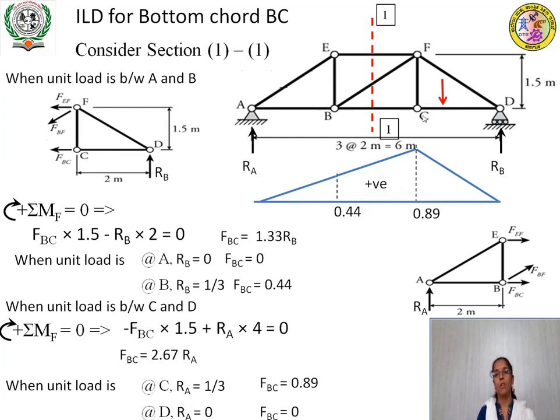So, this member will be under tension, whereas the top chord is under compression, and this diagonal member experiences both types of forces depending upon the position of the loading. So, this is the influence line diagram for the bottom chord BC.